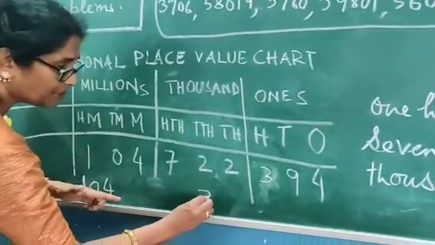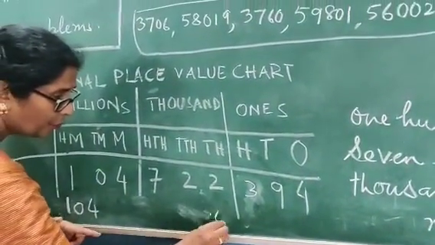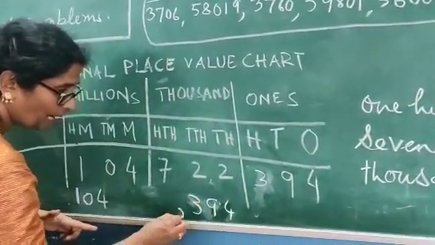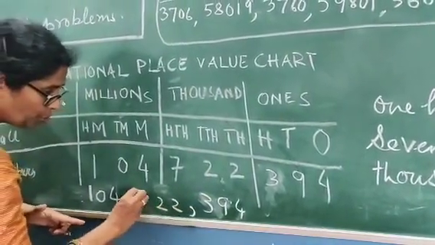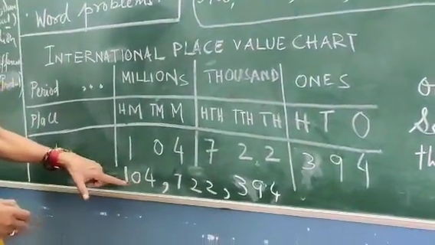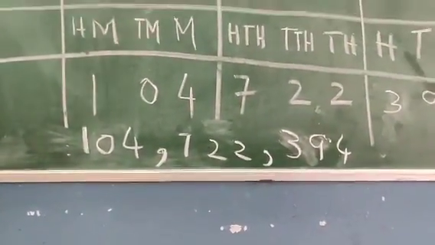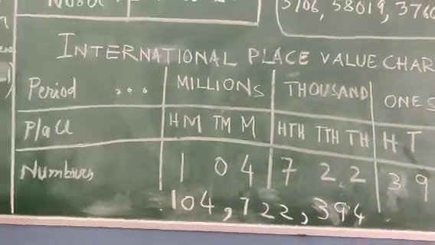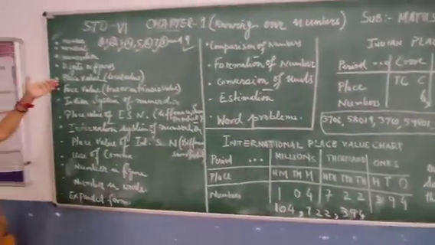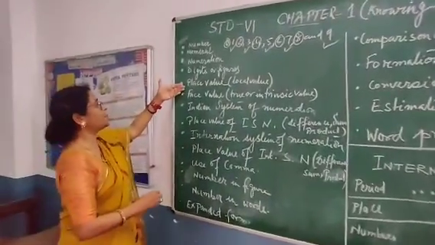So you write at first 39493 comma, then 227 comma, then 401. So where to place commas and how to write that I have explained. Now I shall explain this part.